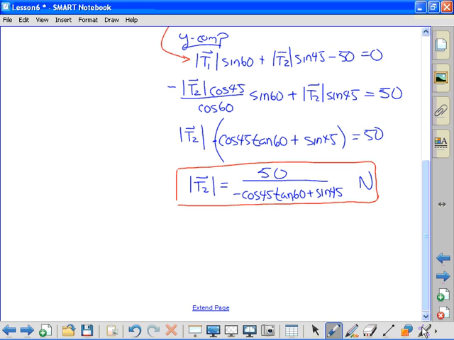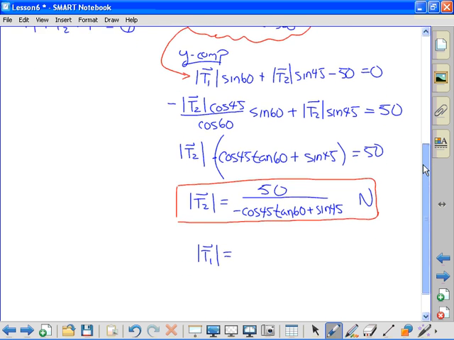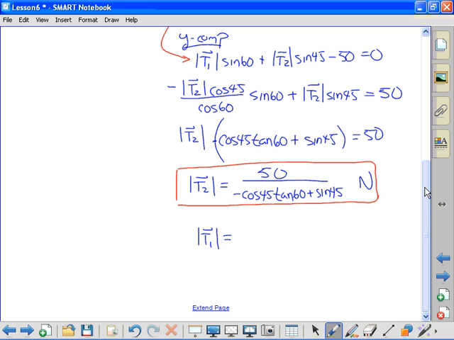And T1, magnitude of T1 will equal, going back up to that substitution, negative cos 45 over cos 60 multiplied by the value of T2. So that's 50 over negative cos 45 tan 60 plus sine 45, times negative cos 45 over cos 60.